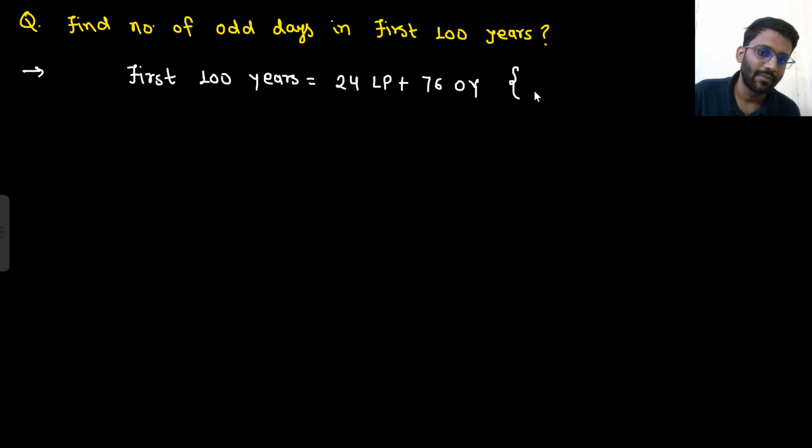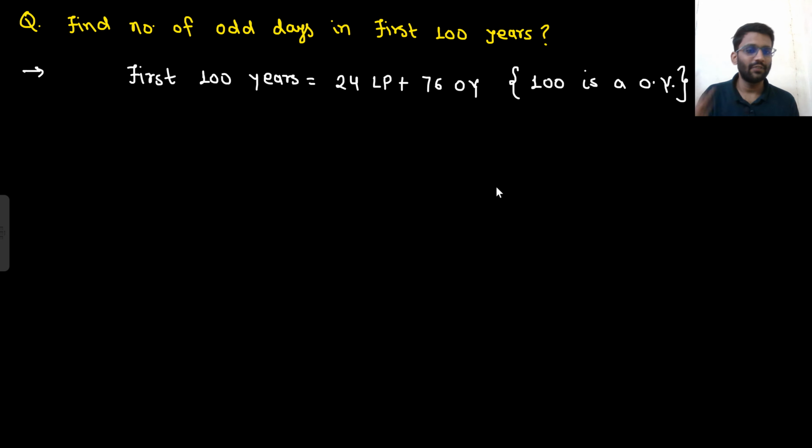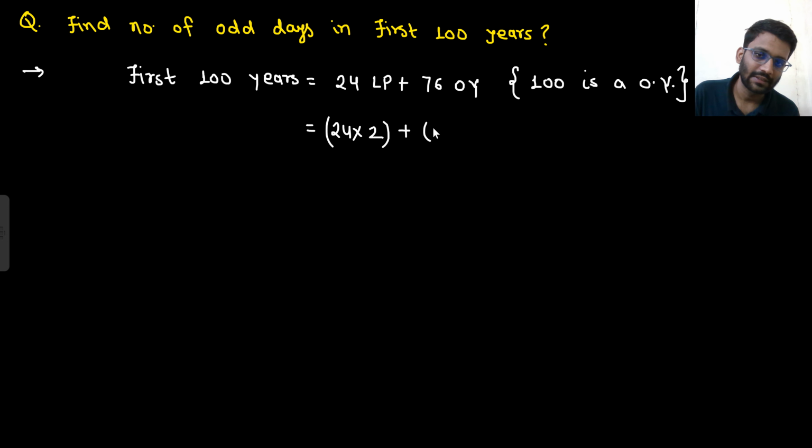What is the most important point? That 100 is an ordinary year, because 100 is a century year which is not divisible by 400. So it is an ordinary year. So 24 leap years into 2, 48 odd days, plus 76 into 1. This much of odd days. 48 plus 76.